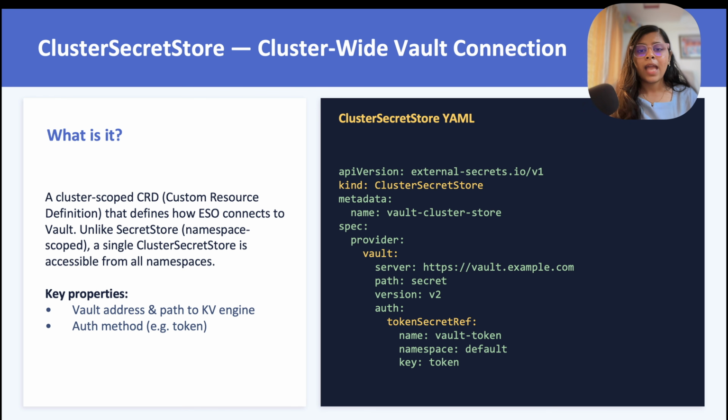That's it. Okay, and what are the properties or fields that we need to mention over here? So the foremost thing is the URL. The Vault URL address is what you need to mention inside of the provider, inside of the vault. Then you have got path, right? Path to your KV engine if you are creating a KV secret. And the version you need to mention, followed by, for the authentication purpose, you can go with a tokenSecretRef where you will be providing the token.